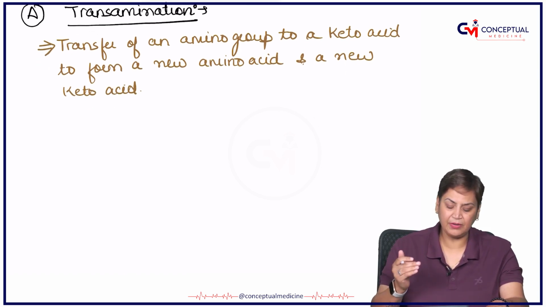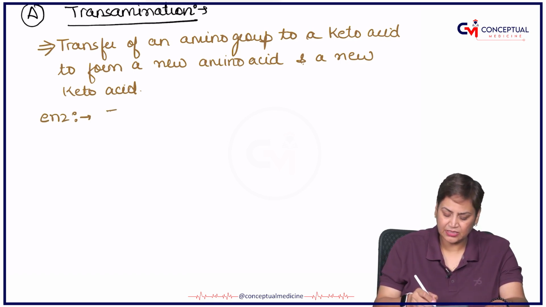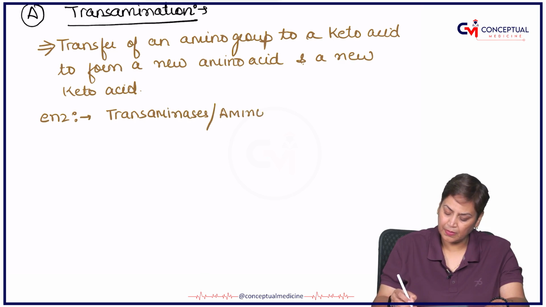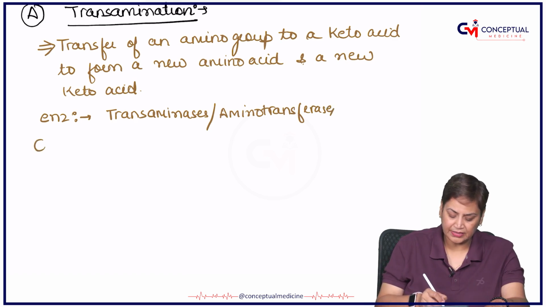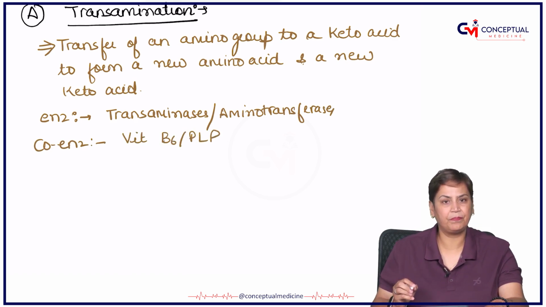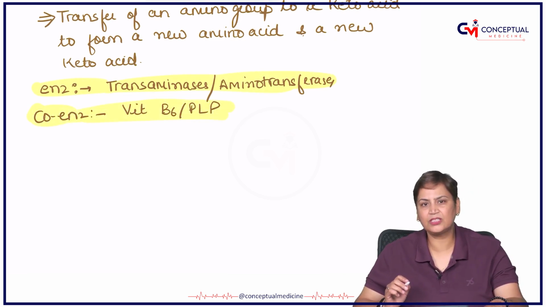Trans means transfer, amination means amino group. So, what is the enzyme required for this? The enzyme required for transamination is obviously transaminases or aminotransferases. And the most important point we have to remember is that the coenzyme required for transamination is vitamin B6 or PLP. So, the enzyme is transaminase and the coenzyme is vitamin B6 or PLP.